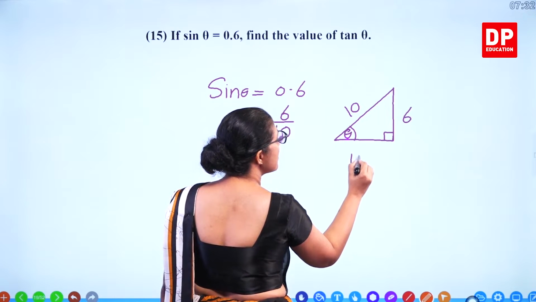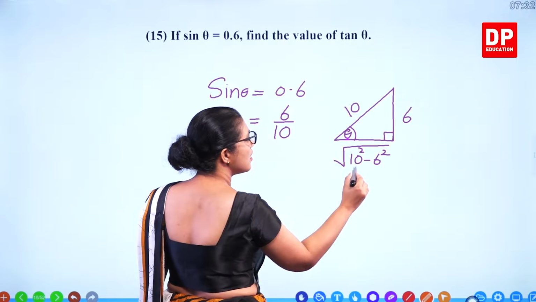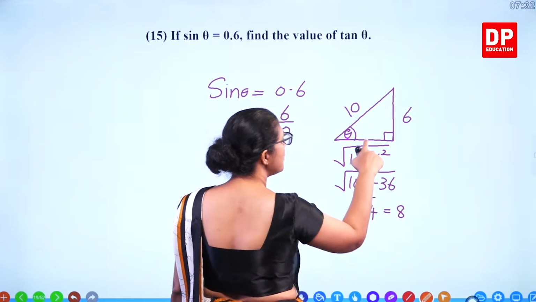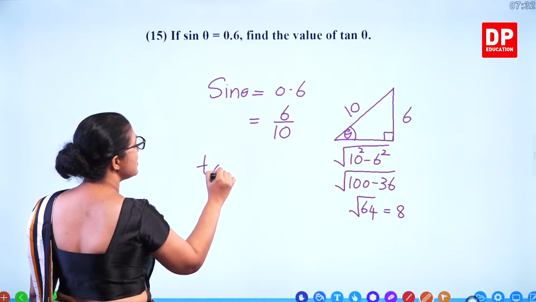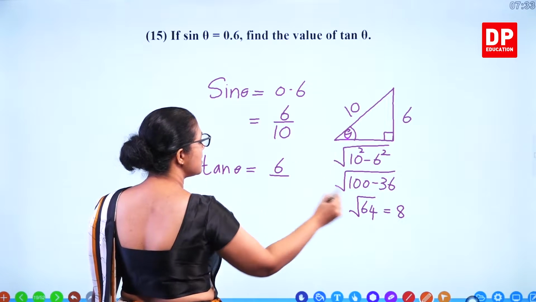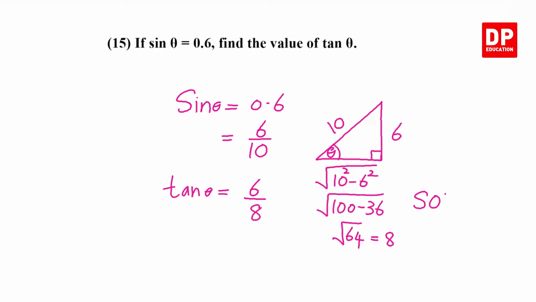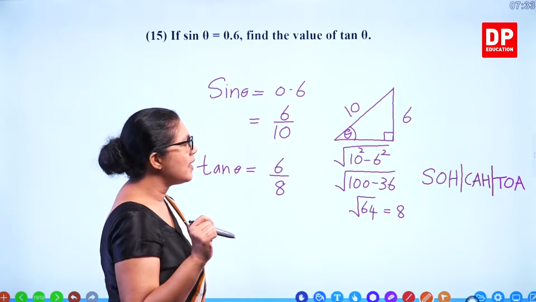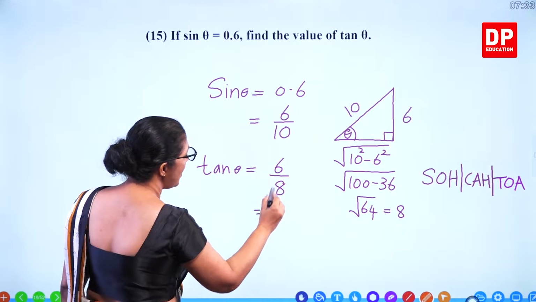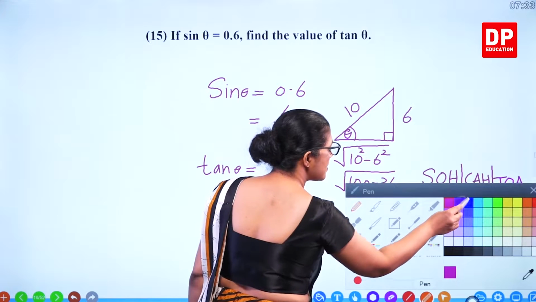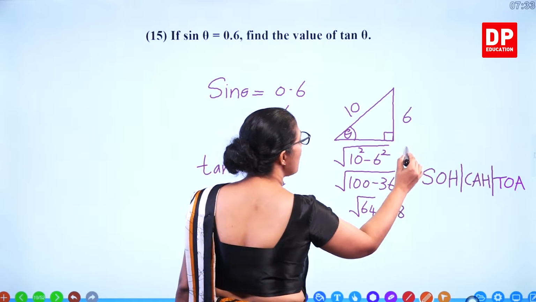So what is this length? 10 squared minus 6 squared and take the square root. 100 minus 36. You get square root of 64. That's 8. So this length is 8. Now we can write down the tan theta ratio. What is tan theta? Opposite over adjacent. Adjacent is 8. Here remember this. So SOHCAHTOA. That means sine is opposite over hypotenuse, cos is adjacent over hypotenuse, and tan is opposite over adjacent. So you can simplify this and write divide by 2, 3 over 4, 0.75. So tan ratio is this. So 1 mark here and 1 mark for finding the other length.